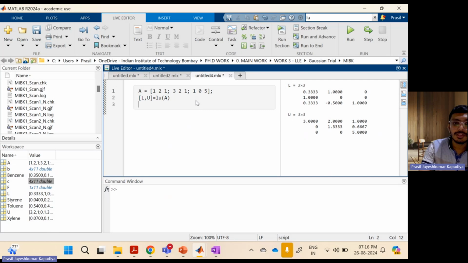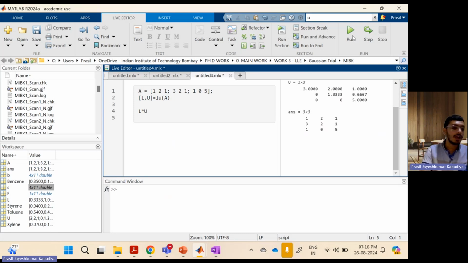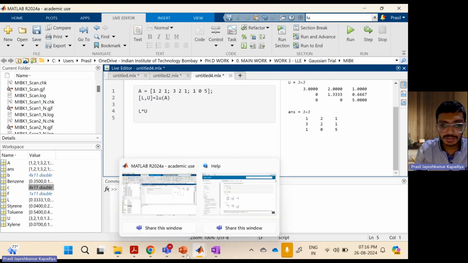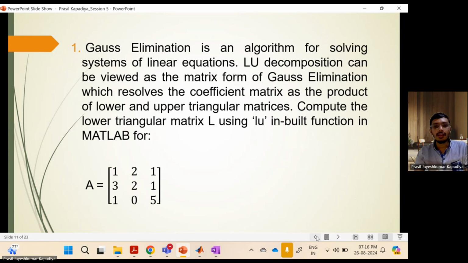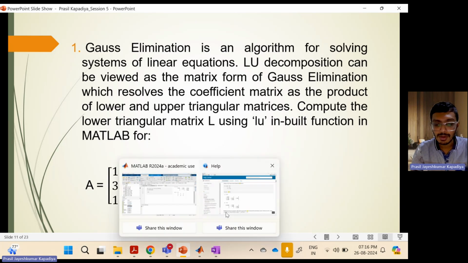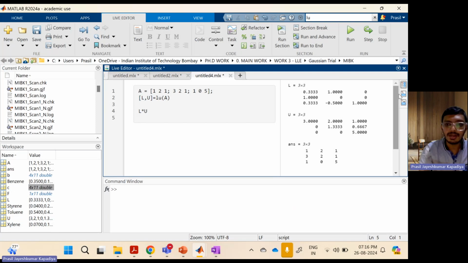If I multiply L with U, I should get my original matrix, correct? And let's see, it is 1, 2, 1, 3, 2, 1, 0, 5. So this is how you can estimate. What was asked of us? Matrix L. Which one is my matrix L? My matrix L is this first one, correct? 0.333, 1, 0, 1, 0, 0, 0.333, minus 0.5, 1. So this was our first problem.